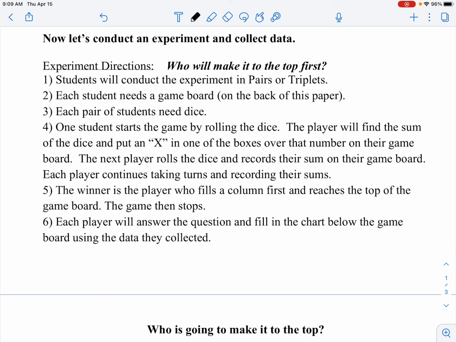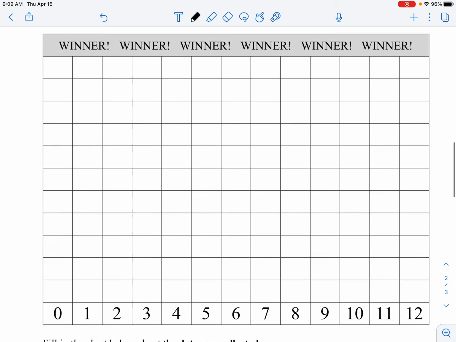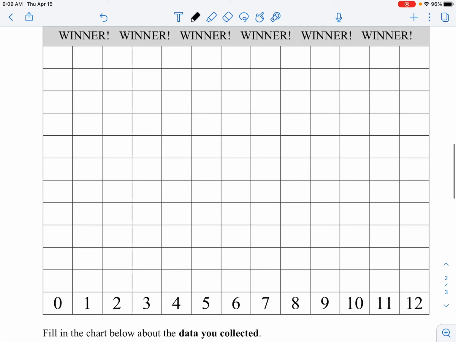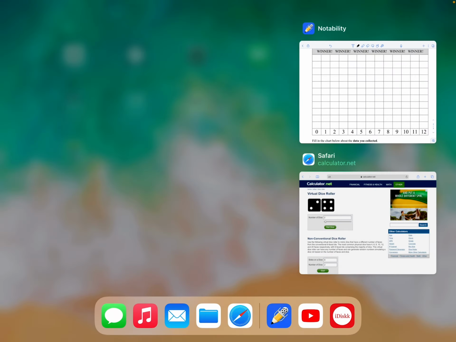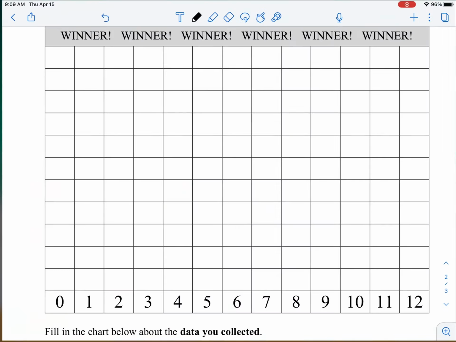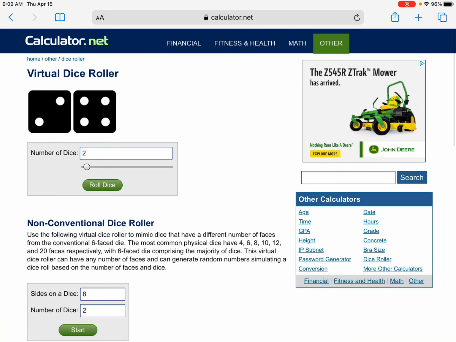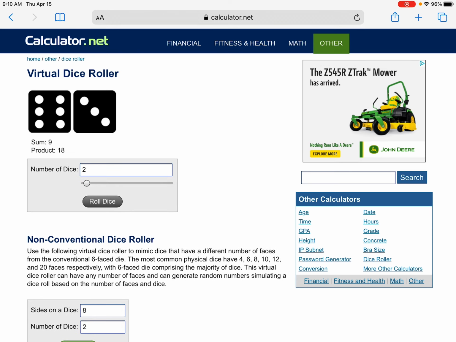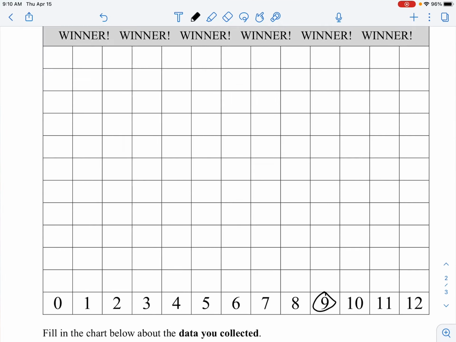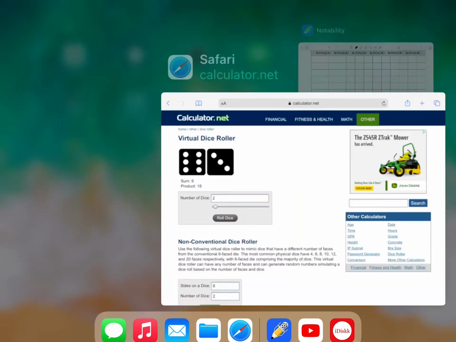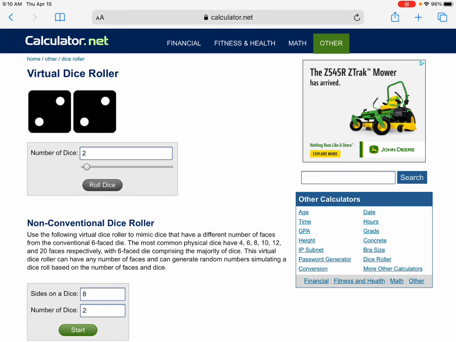So once you're finished, I'll show you how this is going to go. We've got our game board here. So we're filling in the data we collect ourselves. So I'm just going to do a couple of examples here. So, I don't know, let's say I think that 9 will get there first. That's just going to be my guess. All right, so what we're going to do is head back to our dice. You're going to roll it, and we get a sum of 9. Oh, look at me go. All right, so what I'm going to do, I'm going to go back and put an X in one of the 9 boxes. And then I will head back and do a re-roll.